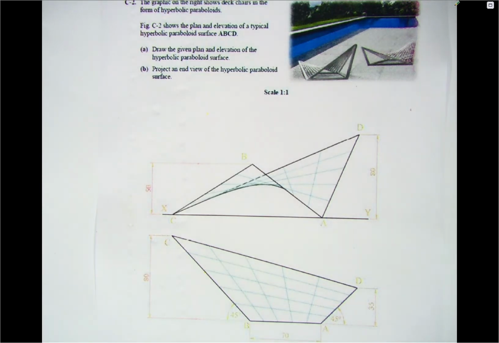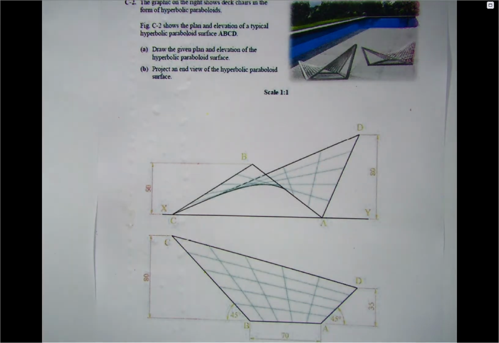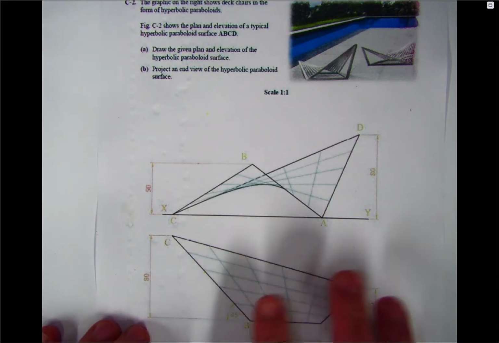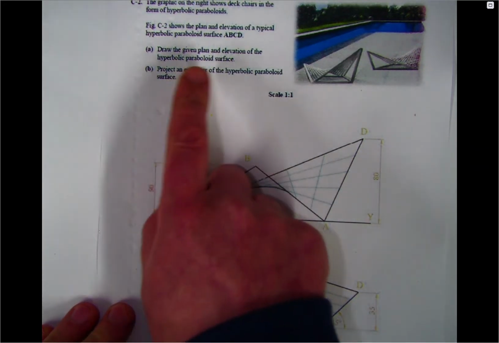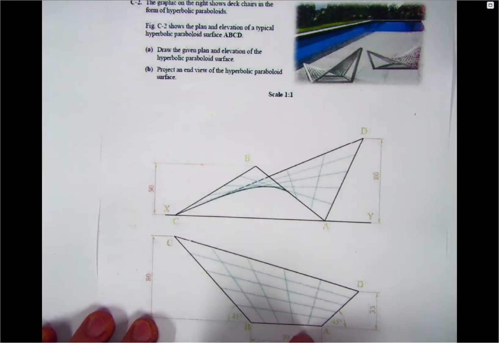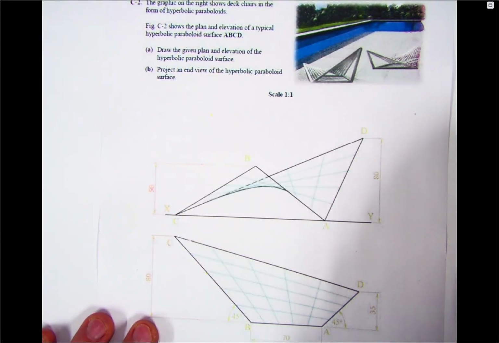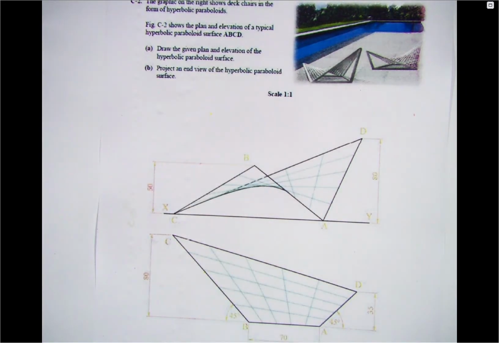Okay, so today's question is 2016, question C2, hyperbolic paraboloid, ordinary level. A relatively simple one, with a few simple things just to be aware of. We're asked to draw the given plan and elevation, and we're asked to do an end view. So we're going to need some space over this side for an end view.